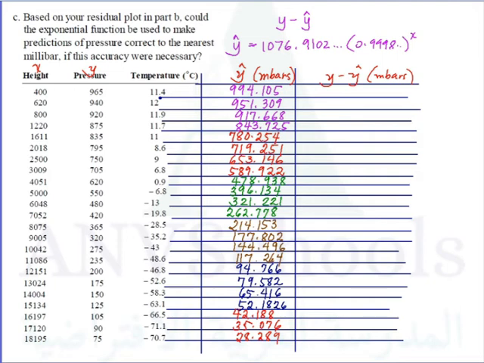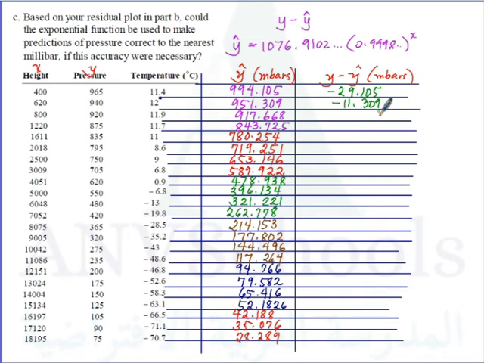Now let's go to y minus y hat. So for the first row, 965 minus 994.105, that's negative 29.105. 940 minus 951.309 would give me negative 11.309.